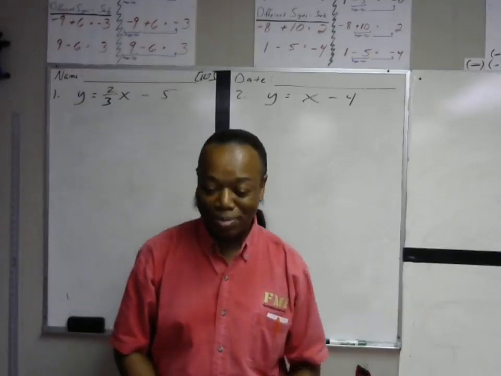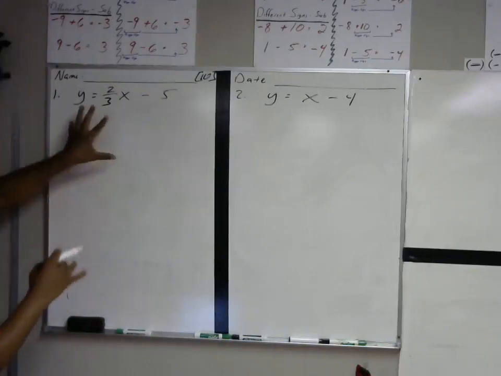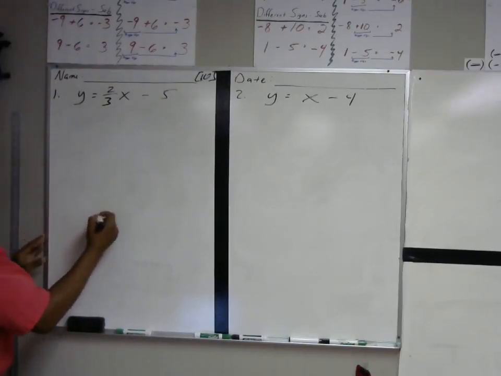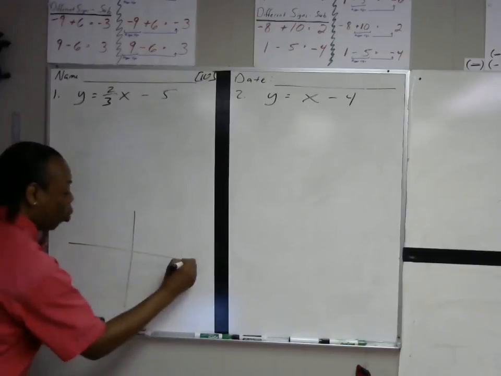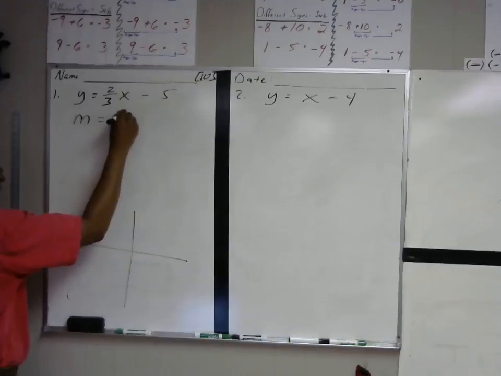Math not have mistakes. Part 2. All right, here we go again. We're going to graph this linear equation. The first thing we need to know about graphing this linear equation is what is the slope. The slope here is 2/3.